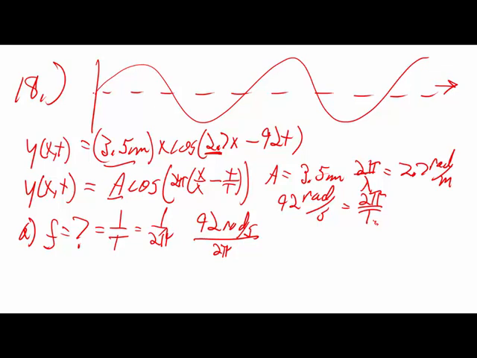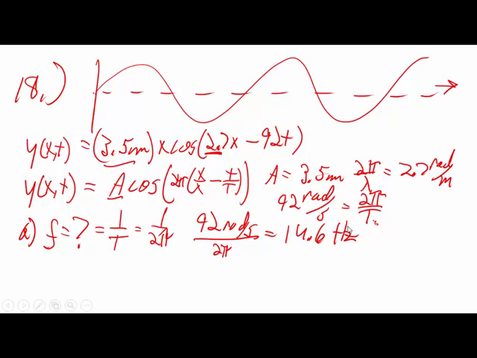Well, we get 92 divided by 2 times pi, and you do need to use pi. Oh, I forgot to put it in parentheses. 92 divided by 2 times pi. And we get 14.6 hertz, okay? 14.6 hertz is the frequency.